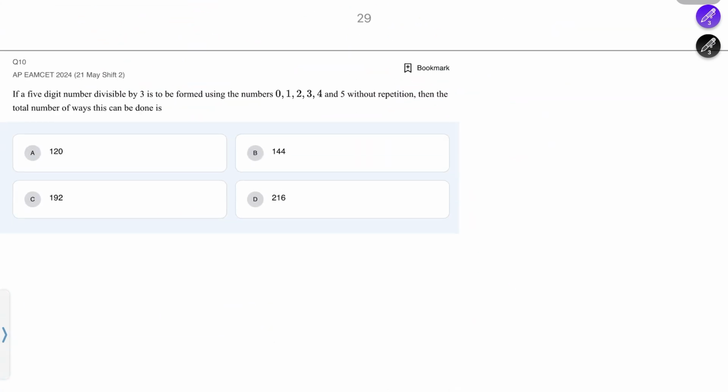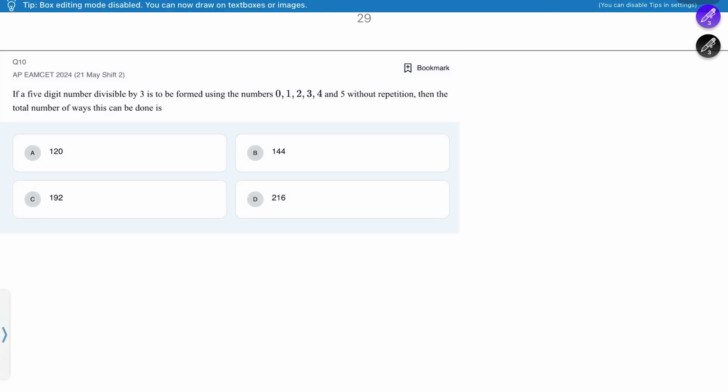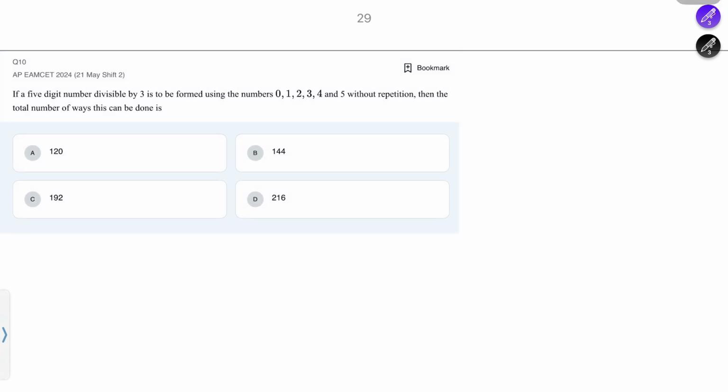Next question. Given that a 5-digit number divisible by 3 is formed using 0, 1, 2, 3, 4 and 5 without repetition, find the total number of ways. So it is a 5-digit number divisible by 3. According to the divisibility rule of 3, we use the sum of the digits. We use 5 digits out of the 6 digits, starting with 0, 1, 2, 3, 4. Check whether the sum, which is 10, is divisible by 3 or not. It is not divisible.